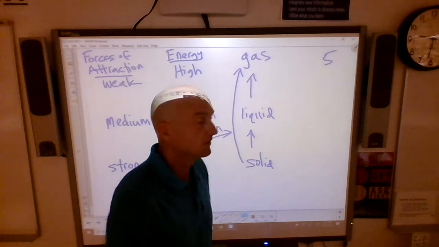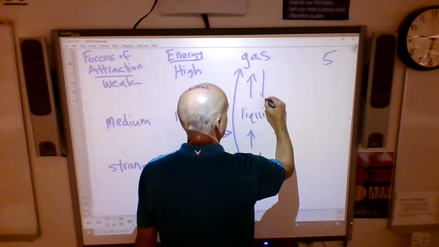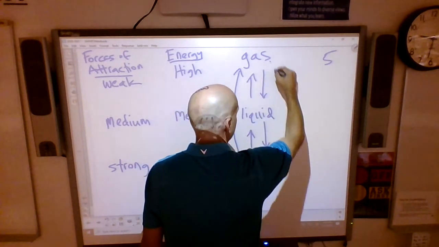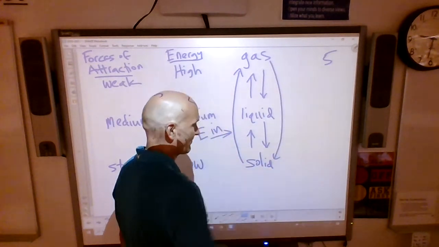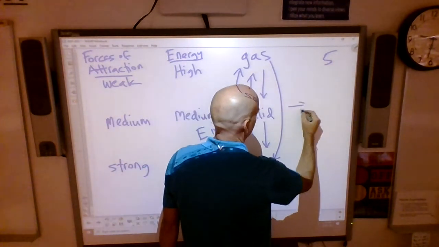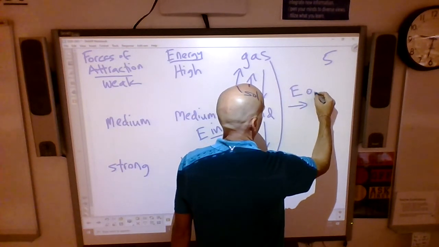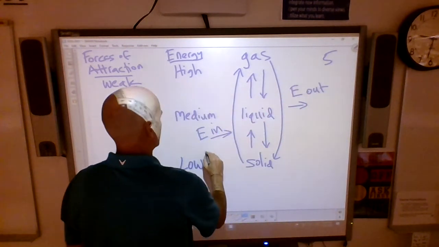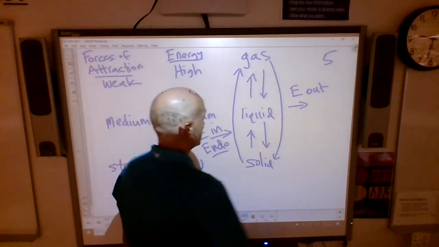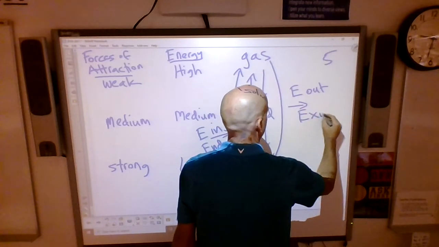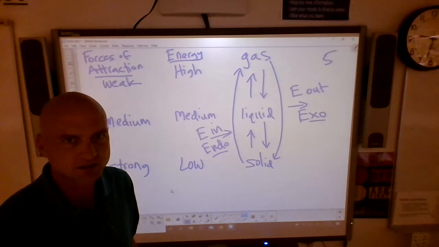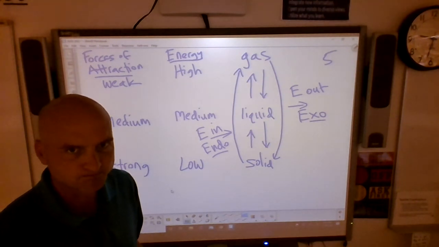Now we can go the other way too. So you can pull some energy out of a gas, cool down a liquid, take heat out, or you can take heat out of a gas, remove heat from the gas, and go all the way down to a solid. So each of these three, energy out. This is called endothermic. Think about energy in. This is called exothermic. Energy exits the system.